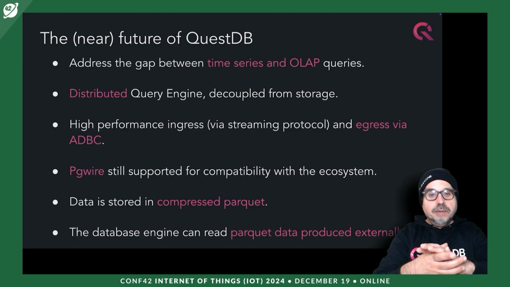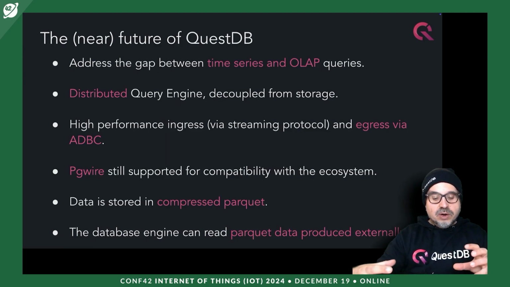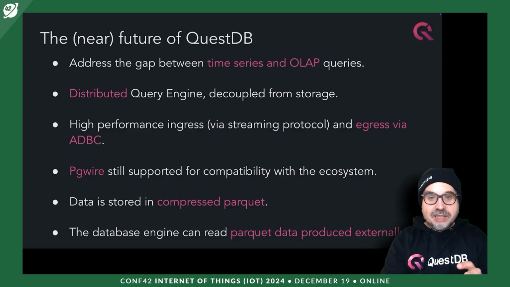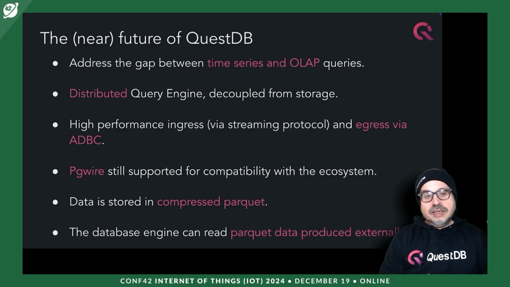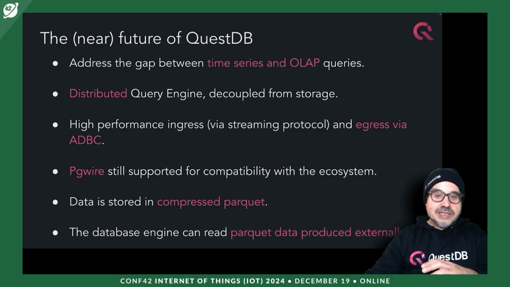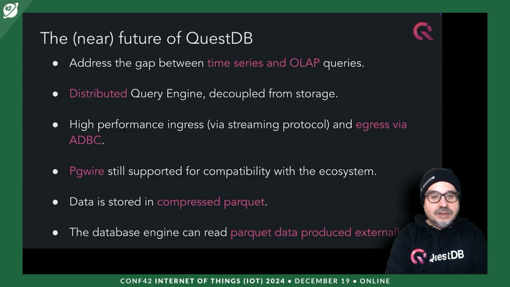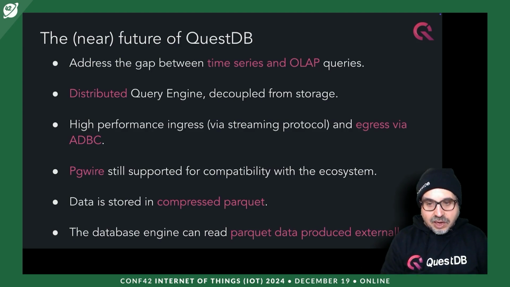In QuestDB, we are already adopting this architecture. We are closing the gap between a time series database and an analytical database, because now, since we are already producing data in Parquet format, we can directly ingest data and store in Parquet, and we can also read data generated elsewhere in Parquet and query data using the QuestDB engine. So we are becoming an analytical database and a time series database all in one. Of course, the query engine is decoupled from storage. As I told you, this is still in beta, but it's going to be available for everyone early next year.